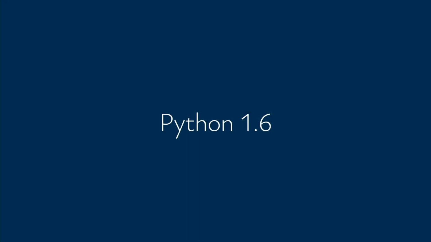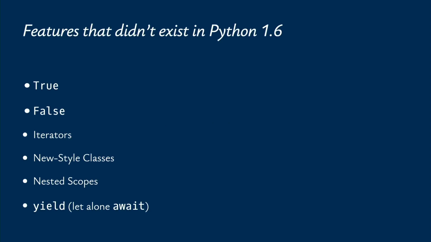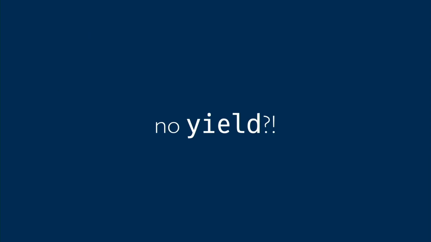So Python 1.6. There is a lot of language there in Python 1.6 that we don't have these days. It was such a simple language. It was so simple that it was missing things like true and false. It's missing things like iterators, let alone generators. It's missing real scoping rules. And most importantly, it's missing yield. And not having yield is really important.